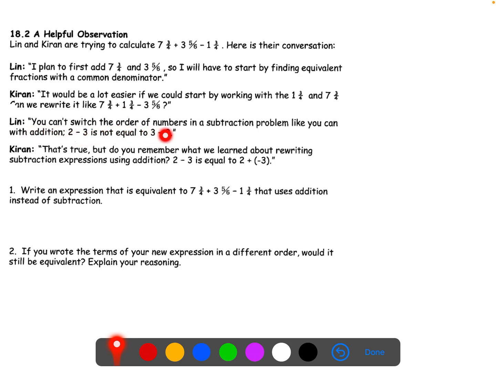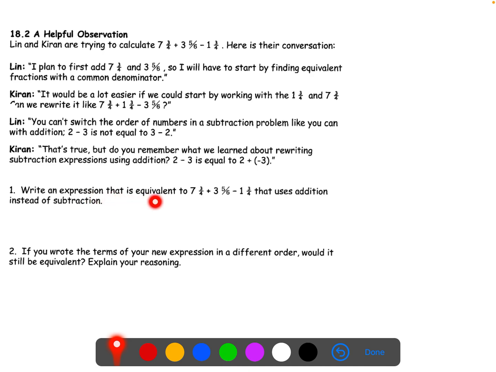Lynn says you can't switch the order of numbers in a subtraction problem like you can with addition. 2 minus 3 is not equal to 3 minus 2. And we just, again, confirmed that with our last activity. Looks like Kieran did do that. He switched these two places, which is reversing that subtraction problem. Kieran said that's true, but do you remember what we learned about rewriting subtraction expressions using addition? 2 minus 3 is equal to 2 plus negative 3. Okay, here he's correct. That would be a correct statement.